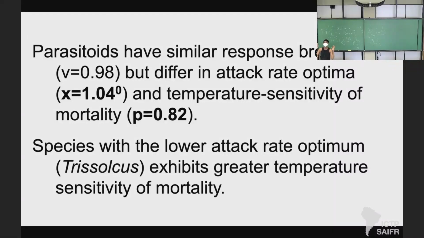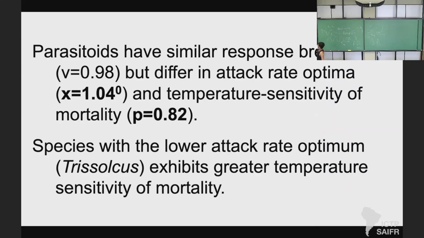Now, we measured these parameters. In the lab, we measured the temperature responses of attack and mortality rates, and we also measured the conversion efficiency. V is the ratio of the response breadths. It's very similar, 0.98, very close to 1, not very different from 1. But they differ in their attack rate optima, X, with a deviation of 1.04 degrees, which is actually pretty significant. And then there's the temperature sensitivity of mortality.